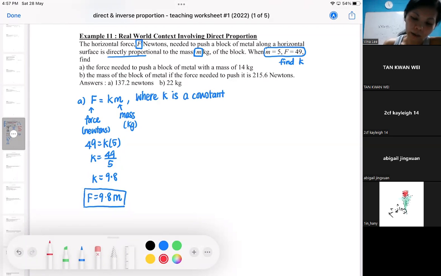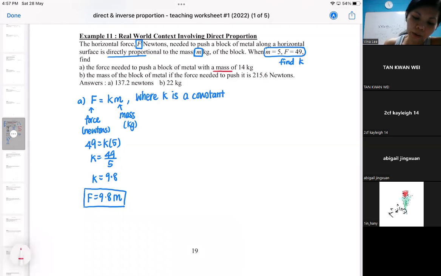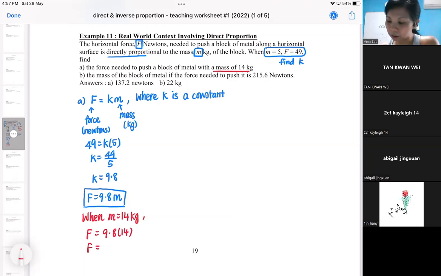So what are they asking? So how much force do you need when the mass is 14 kg? So you put it into the formula. And the force that you calculated will be in newtons. So Newton is like the unit for force.